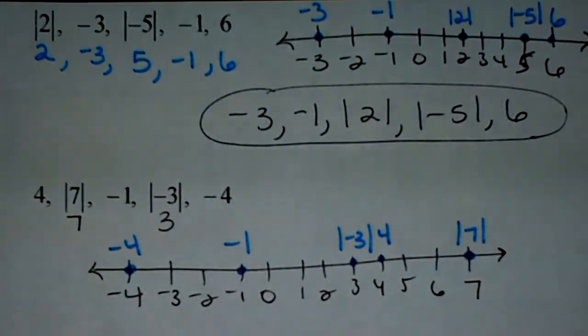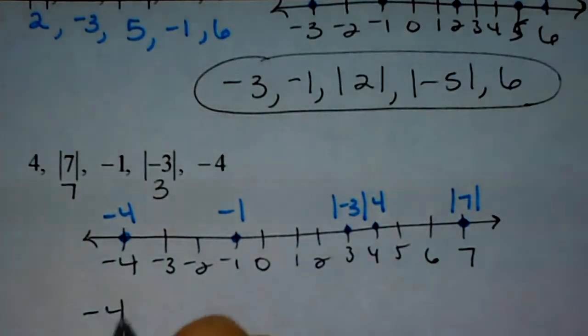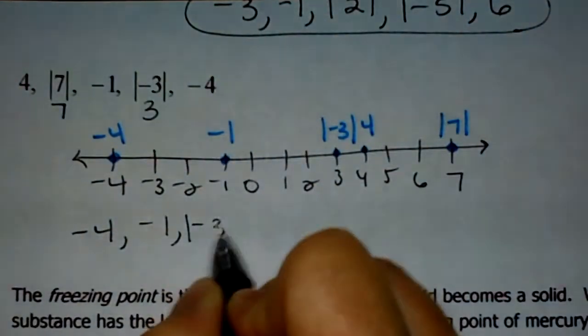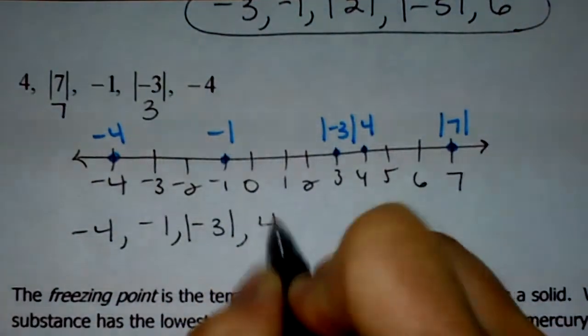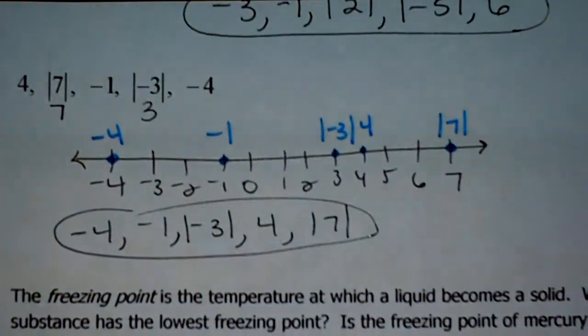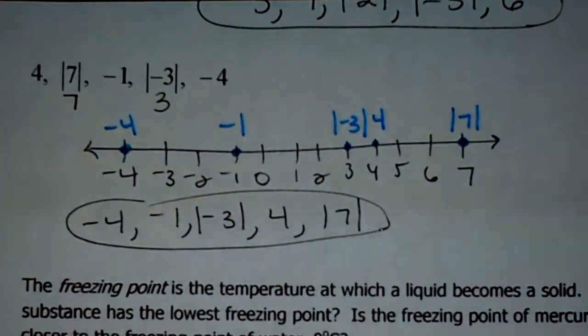Okay, now if you look at your number line, that's our answer. I have -4, -1, the absolute value of -3, 4, and the absolute value of 7. So number lines can be very friendly. Let the number line be your friend.